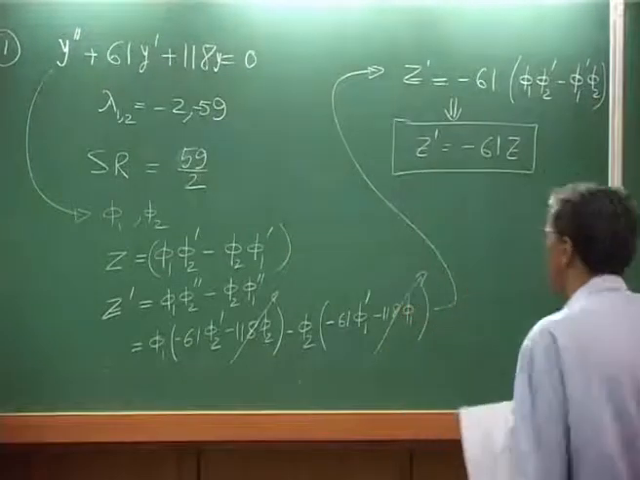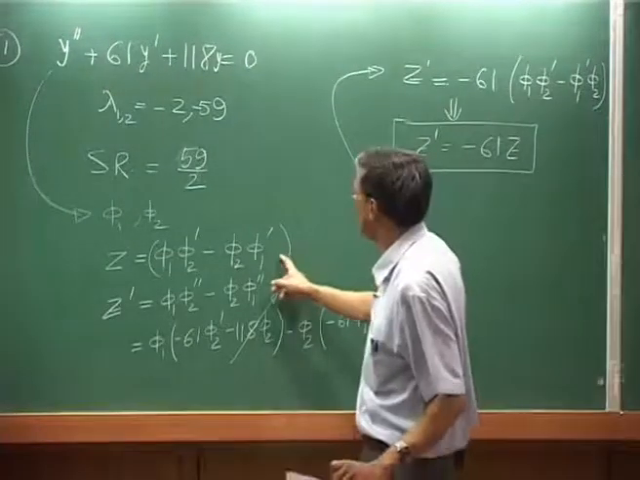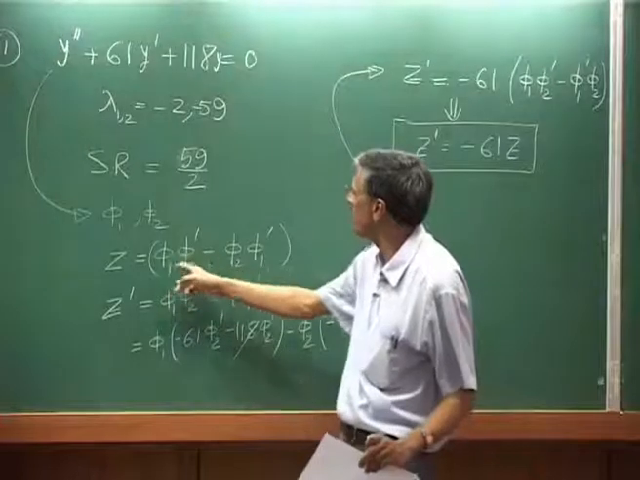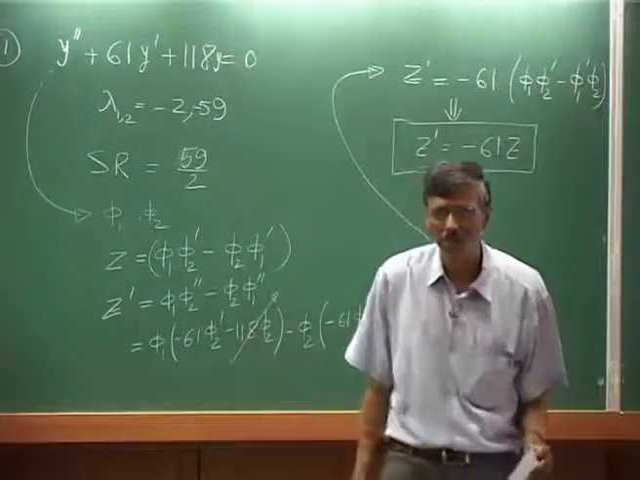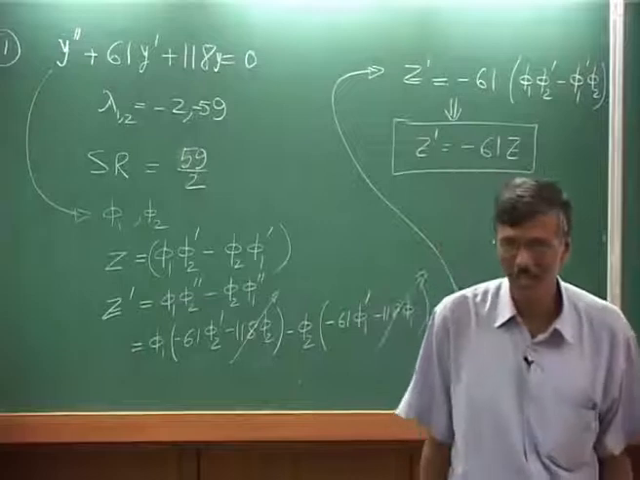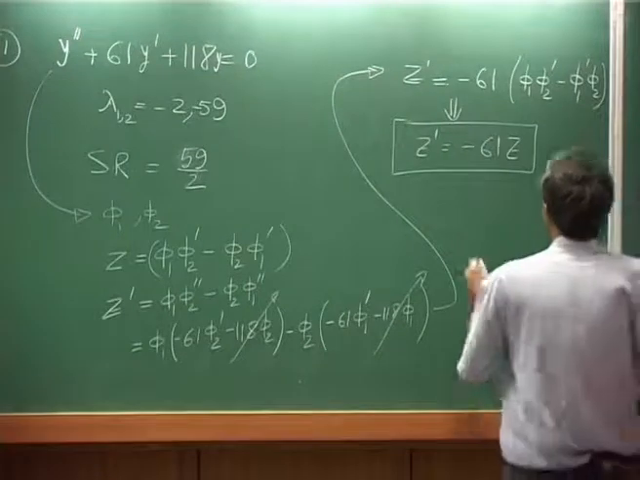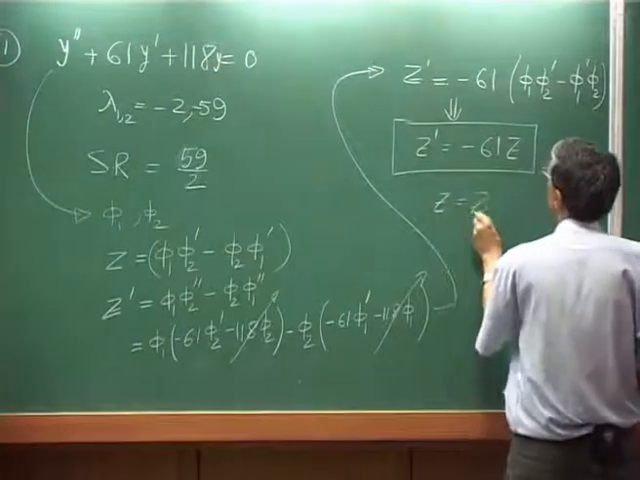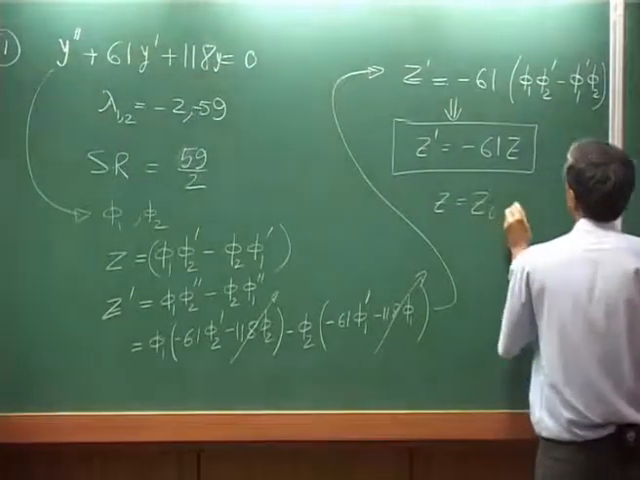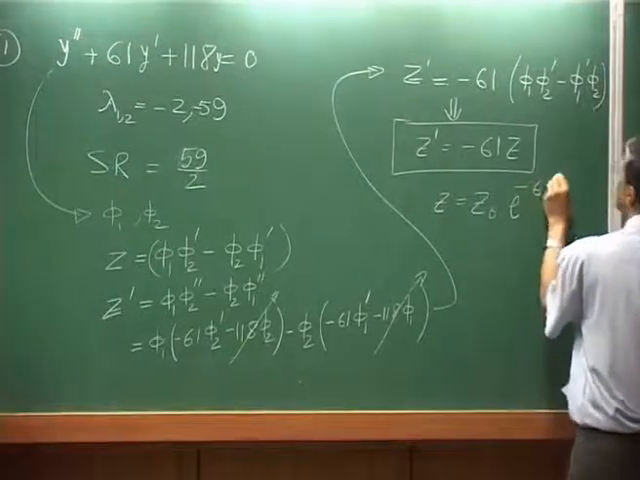Yeah, I just simply differentiated it, because there would be a phi 1 prime, phi 2 prime, that will cancel out, isn't it? So, that is your equation now. This is what I said, that you start off with a second order equation, you end up with a single equation. That is it, and that is very simple to solve. That would be some z is equal to some initial solution times e to the power minus 61 t.